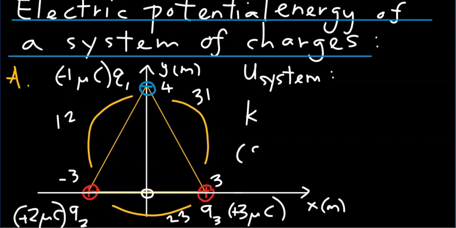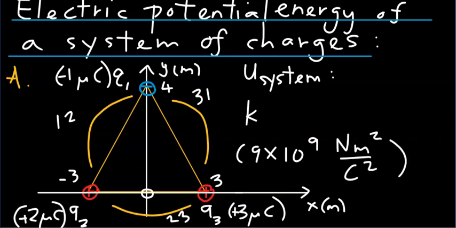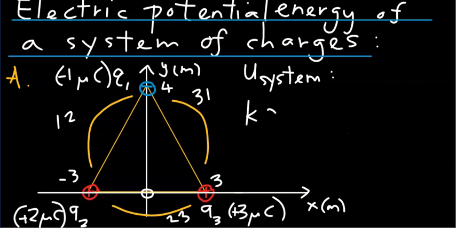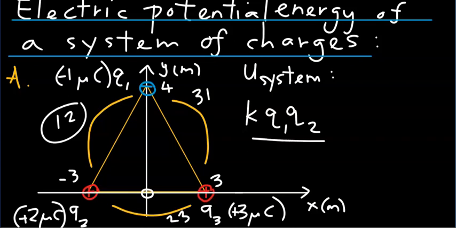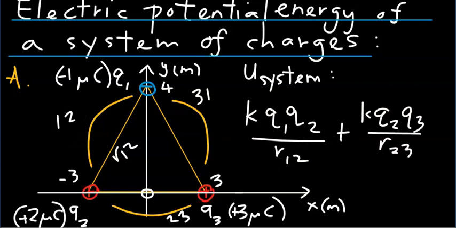K, which is a constant that we saw in Coulomb's law, 9 times 10 to the power 9, the SI unit of which is newton meter squared per coulomb squared. Then the product of the strength of the two charges in the pair, let's say in the 1, 2 pair, is Q1 Q2, over the distance between the two charges in a pair. In this case, let's call that distance R1,2. So the other pairs will have similar terms. So this is the term for this pair.